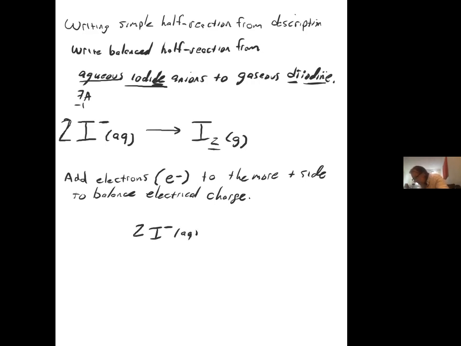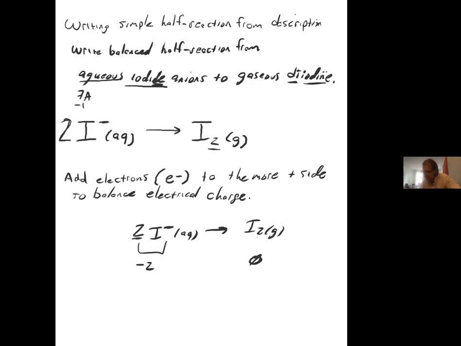So remember, you first balance the number of atoms, and then you balance the charge. So this one's got a charge of -2, because each one's negative, but there's 2 of them, so that's -2. This one over here has no charge at all, so it's 0.